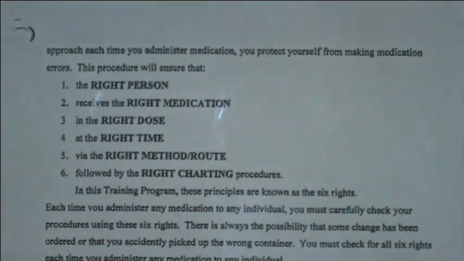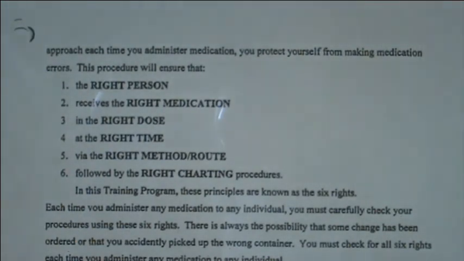You've identified the resident. Next thing is to read the MAR to see what medication they're taking. Are you about to give them the right medication? Maybe they have Tylenol ordered, Tegretol ordered, and it's only time to give the Tegretol, not the Tylenol. You reach into your drawer, you pull out the Tegretol, you look at it, and it says Tegretol. You look at the MAR, it says Tegretol, okay, that's the right medication.